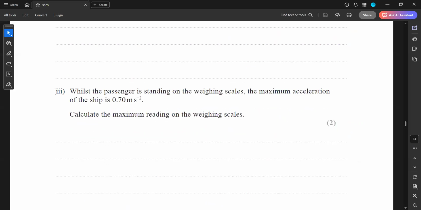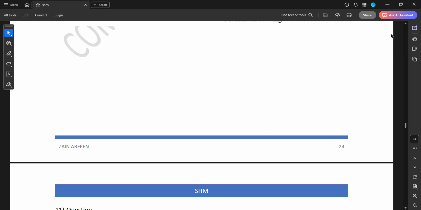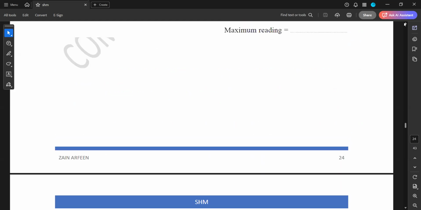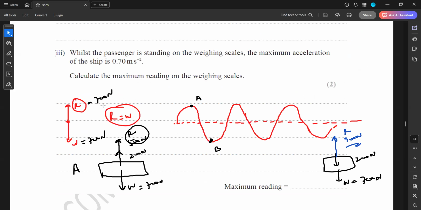So the next is the passenger is standing on a weighing scale. The maximum acceleration of the ship is 0.7 meters per second squared. Calculate the maximum reading on the weighing scale. So we'll have the maximum reading when he is below the equilibrium position; in that case we'll have a maximum reading.